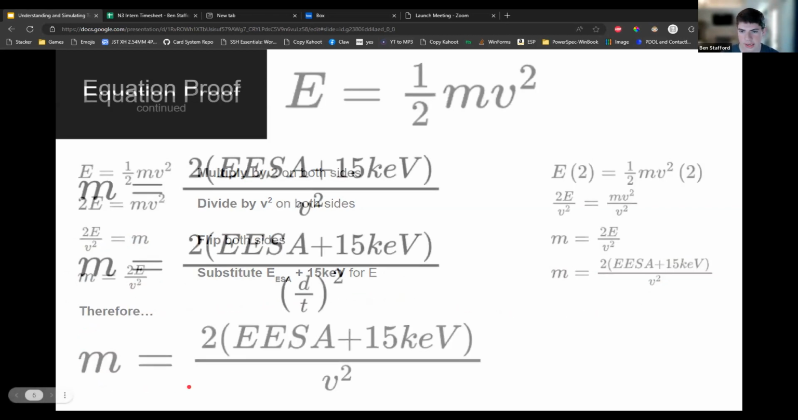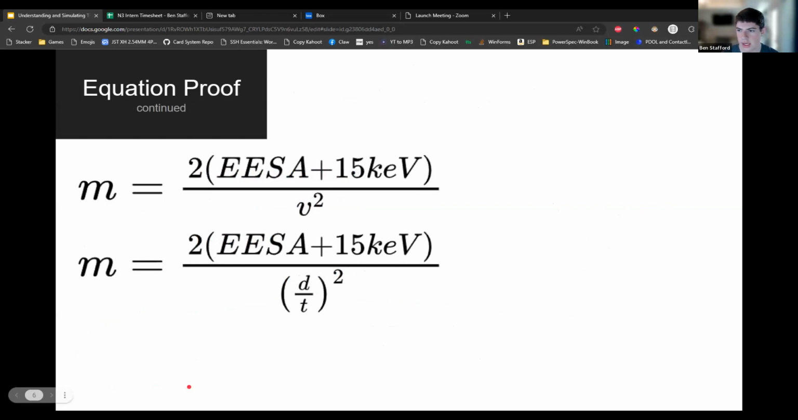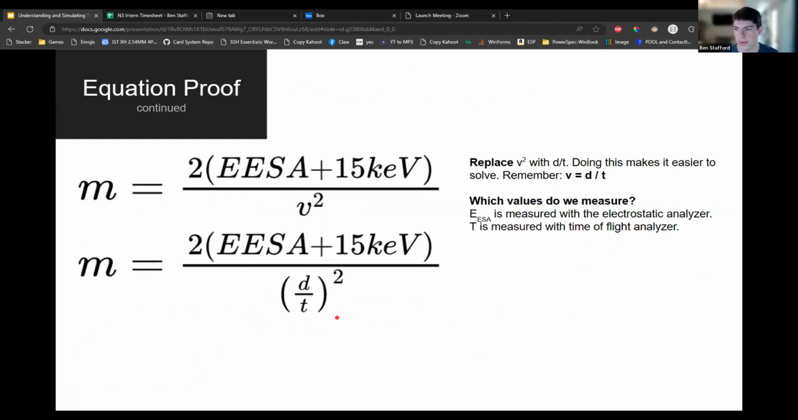So now on the next slide, we're going to continue this. What we're doing here is we're replacing velocity with distance over time. I'm sure you all have learned in school, in physics or whatever class, that velocity is equal to distance over time. So we're basically just substituting in distance over time for velocity. This makes it easier to solve. We don't have to have 2 different equations going at the same time. We just have what we want all in one equation.